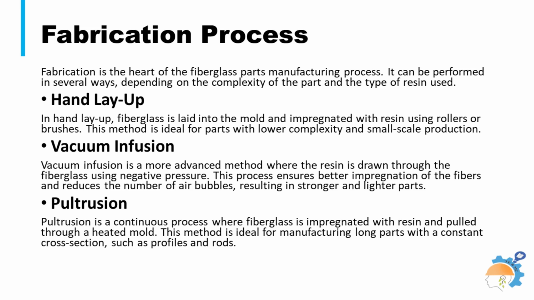Vacuum infusion is a more advanced method where the resin is drawn through the fiberglass using negative pressure. This process ensures better impregnation of the fibers and reduces the number of air bubbles, resulting in stronger and lighter parts. Pultrusion is ideal for manufacturing long parts with a constant cross-section, such as profiles and rods.